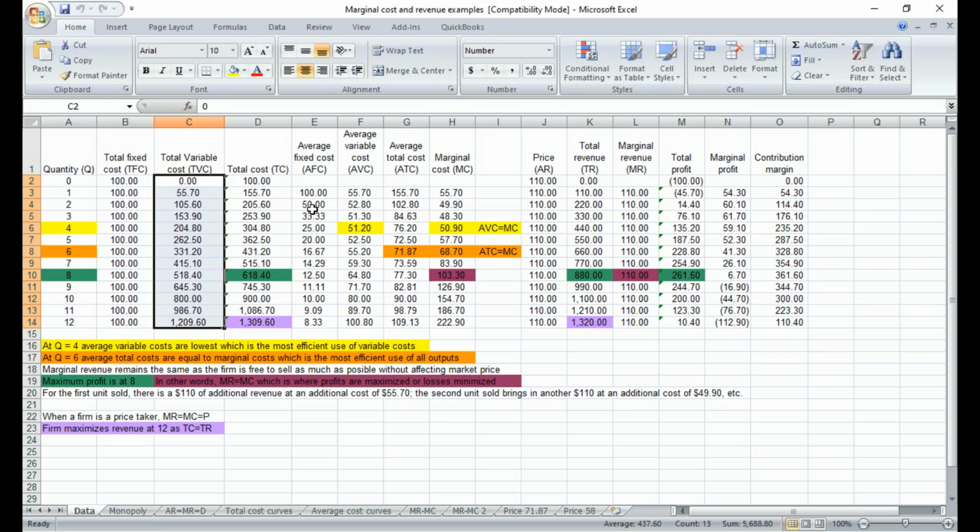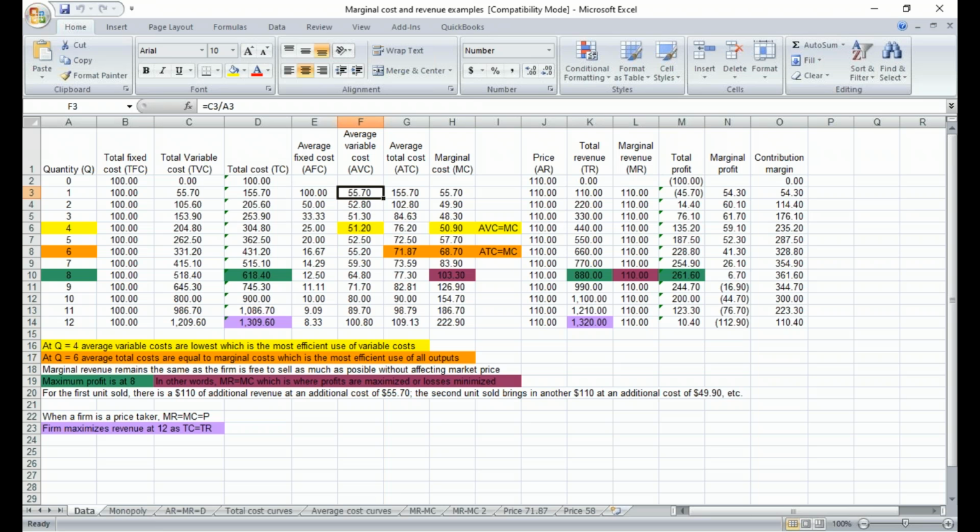At the individual level, over here, like for instance average fixed costs, notice that for one product sold, it's 100. For two, you divide the fixed costs by the number produced. So 100 divided by 2 is 50. 100 divided by 3 is 33, and so on. So what we see at the unit level is that fixed costs vary at the unit level, but variable costs are fixed at the unit level.